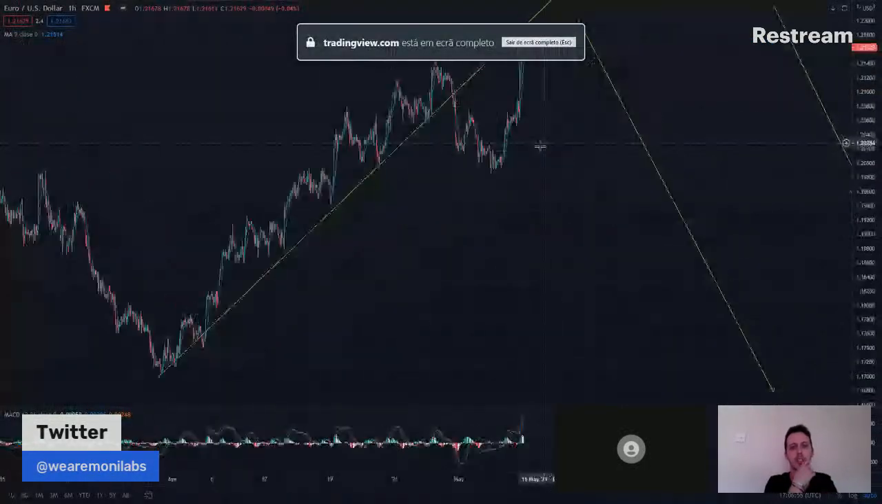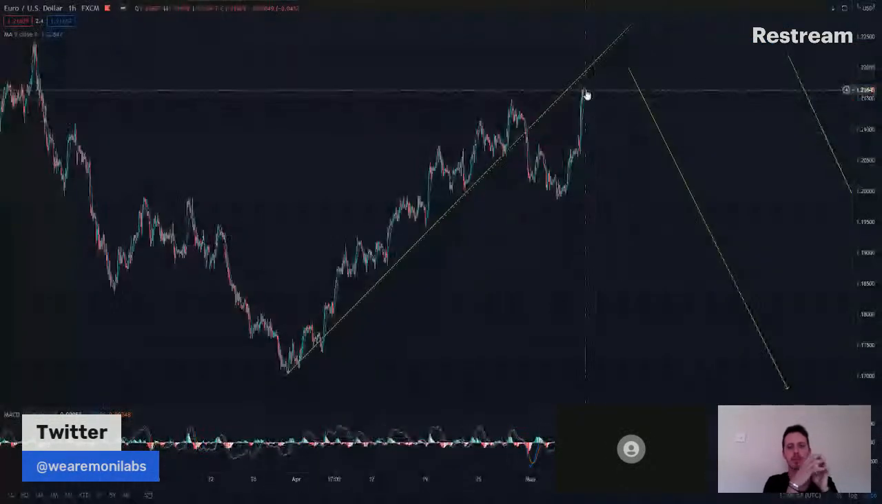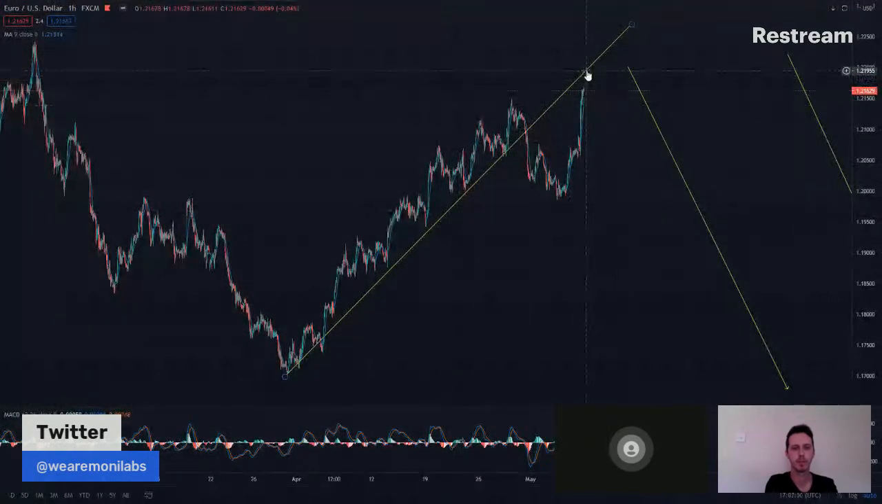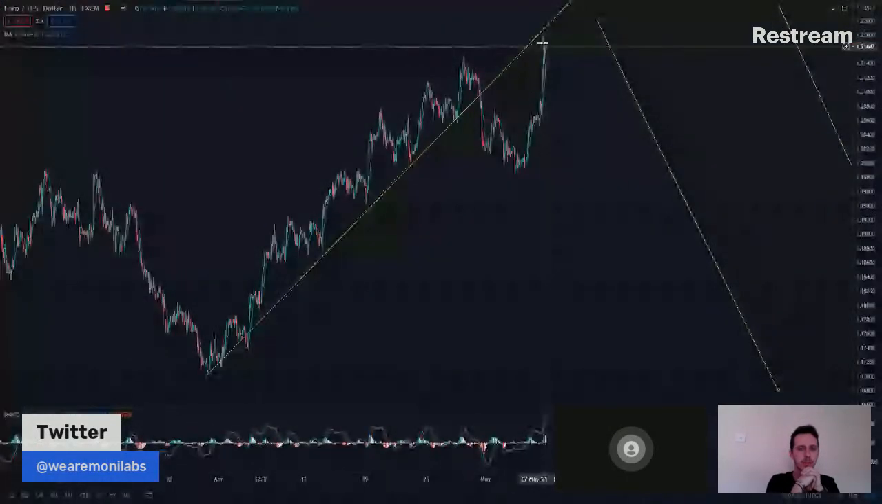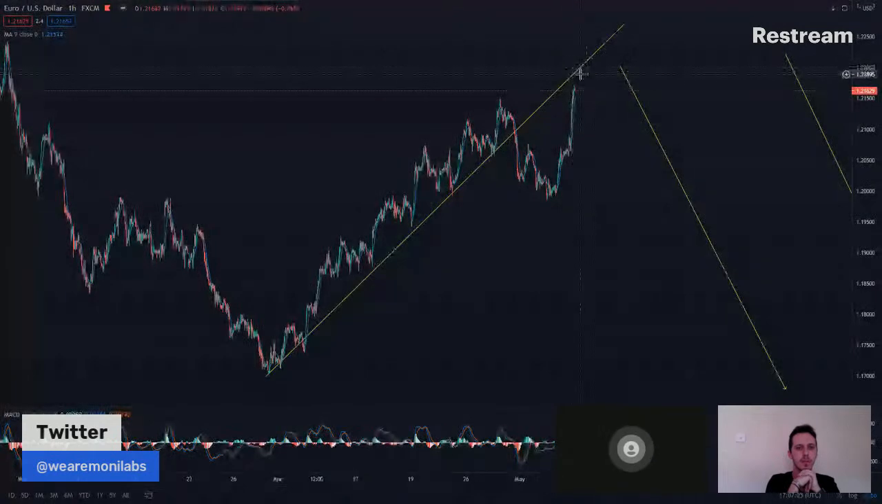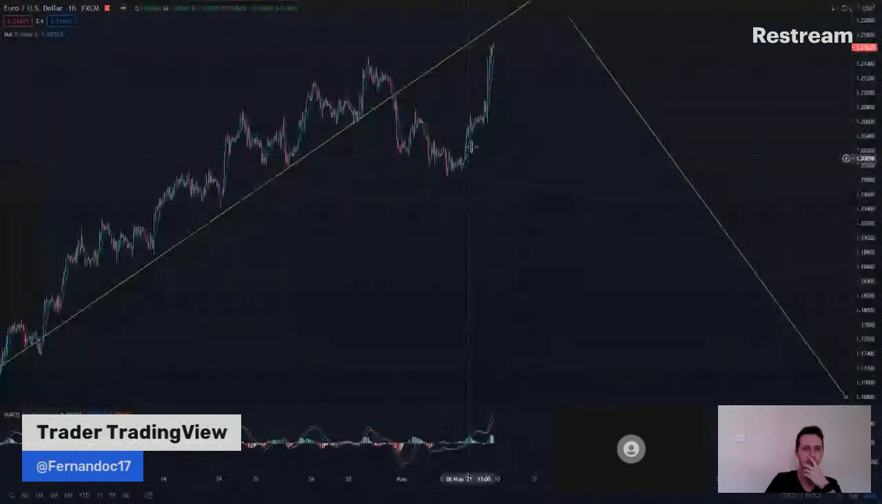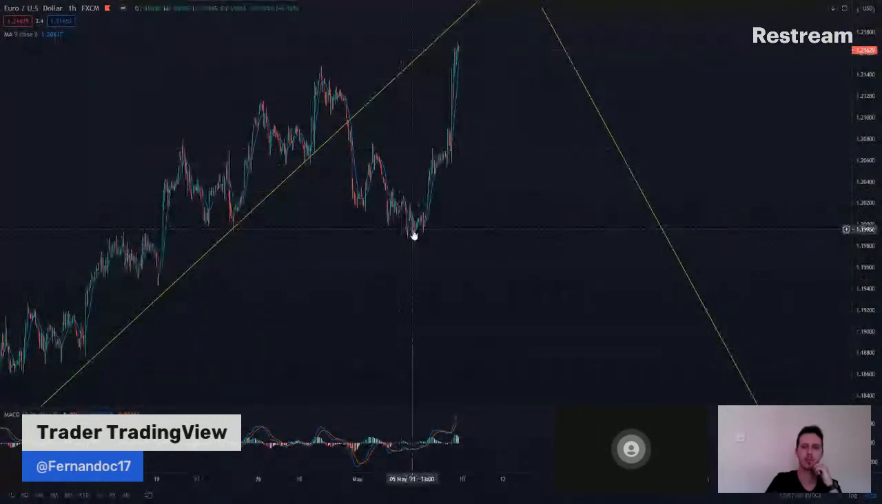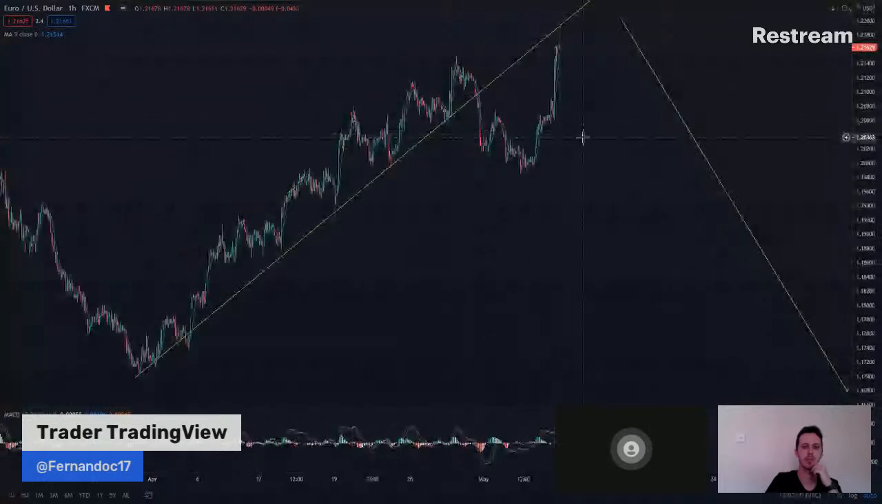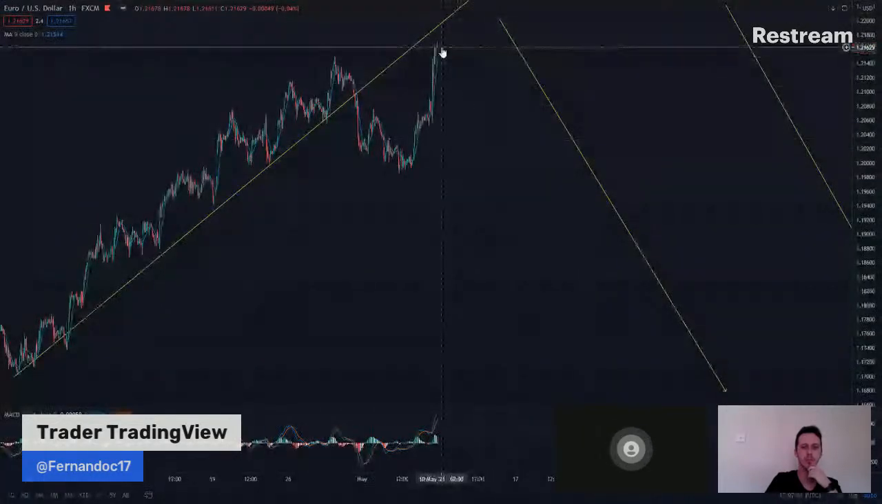Yeah, carry on, Fernando. What we can have here is a break and a retest. We can go to 122, that will be the maximum target to retest this trend line and then fall again. We didn't expect this up move to happen last Friday, we were expecting the drop from here, but we had this up move, so we need to see the possible next scenarios.